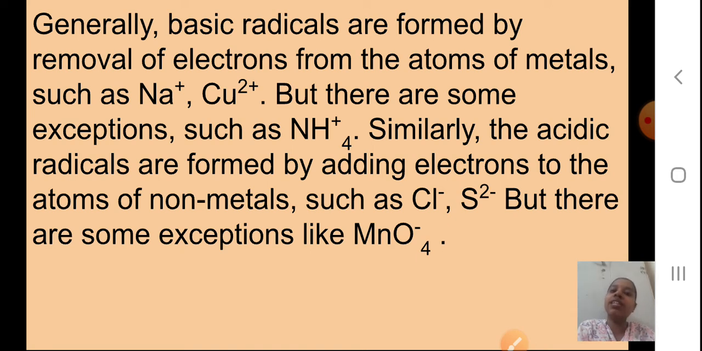How are the acidic radicals formed? By adding the electrons, Cl minus, S2 minus. But there are some exceptions like MnO4 minus. Remember the exceptions also, and the elements which are formed by the addition of the electrons. Okay students, did you understand this?